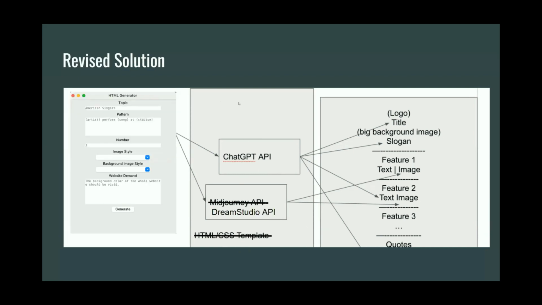However, we decided to switch to using a topic kind of thing. So we have a topic like American singers and a pattern like "artist performs song at stadium," where the AI would fill in the artist, song, and stadium. We have a number of images and features to generate, different customization options, and a demand for the AI to follow if you want any more customization. We decided to switch from the Midjourney API to the Dream Studio API, and you just use ChatGPT to generate the HTML and CSS instead of using a template.